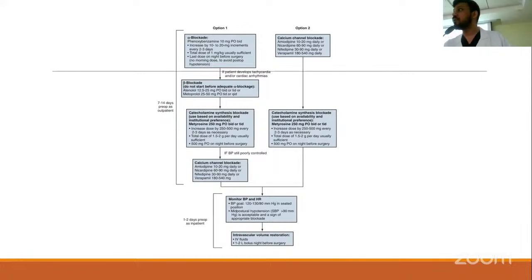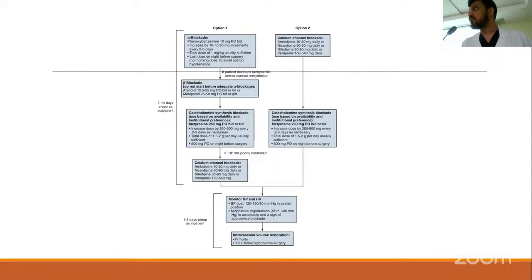Alpha-1 blockade is done using phenoxybenzamine with a 10 mg dose BD, which is usually gradually increased up to a total dose of 1 mg per kg. If the patient starts having tachycardia or cardiac arrhythmias, beta blockers are added. Catecholamine synthesis blocker metyrosine can also be used in a dose of 250 to 500 mg BD. And if BP is still poorly controlled, calcium channel blockers can be added.